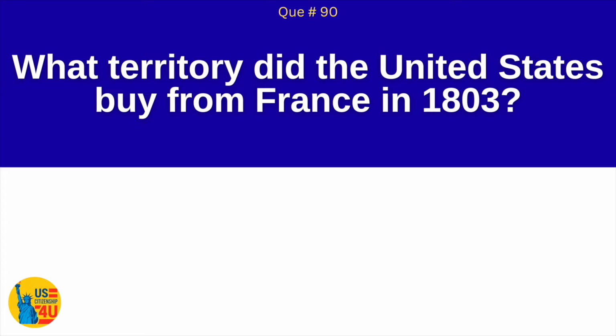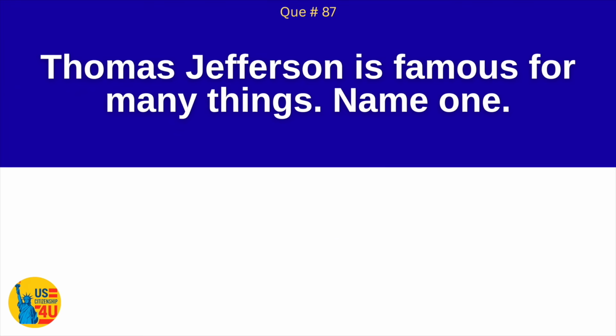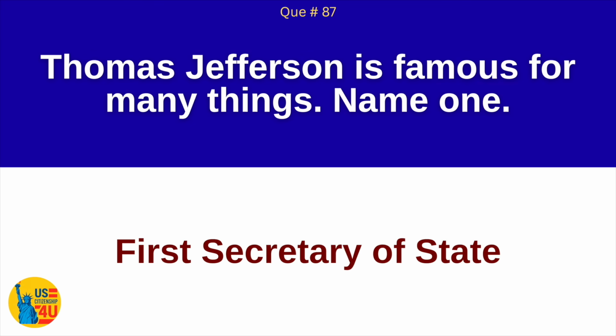What territory did the United States buy from France in 1803? Louisiana Territory. Thomas Jefferson is famous for many things. Name one. First Secretary of State.